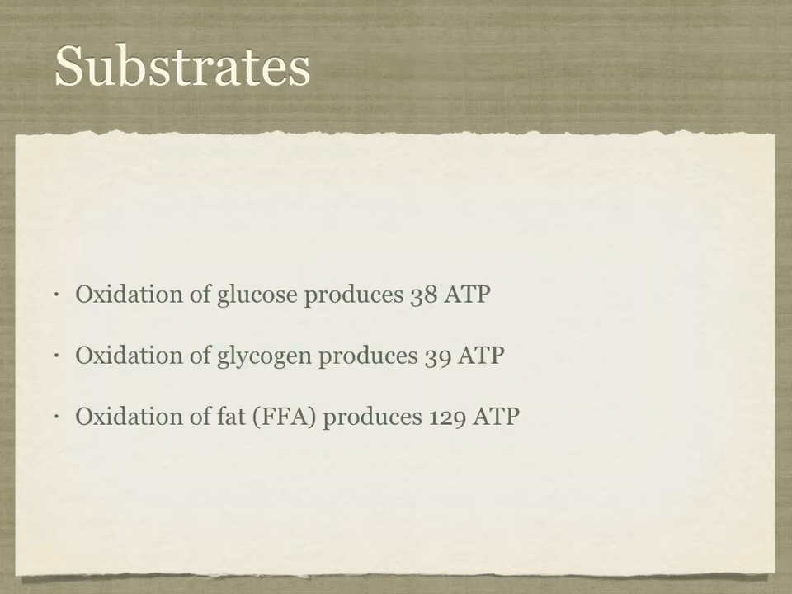And this just gives you an idea of how much ATP is produced when we use glucose as our substrate in the oxidative system. We produce 38 ATP. When we use stored glucose, which is glycogen, we produce 39 ATP. But when we oxidize fat, you can see we have a much greater energy production.